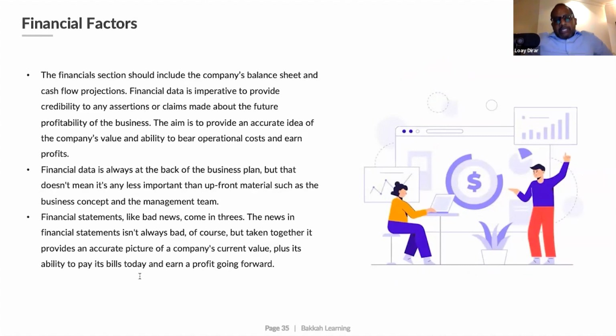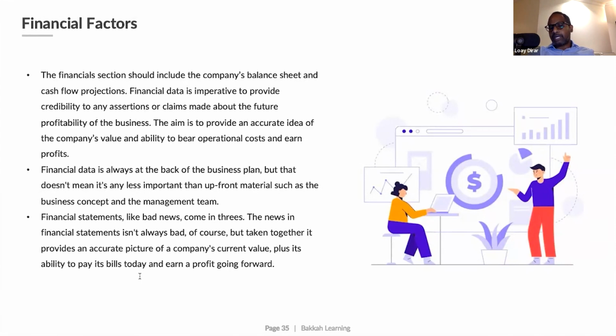Financial factors, yes, and this is at the heart and core of any business plan. The financial section should include the company's balance sheet and cash flow projection. Financial data is imperative to provide credibility to any assertions or claims made about the future profitability of the business. How are we going to attract investors to invest in our business? So we have to be very transparent and very careful in developing the right financial information in this part.